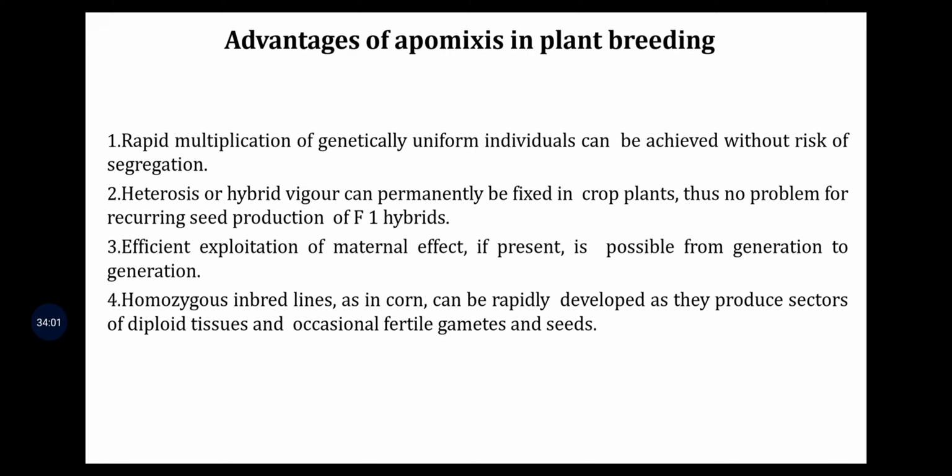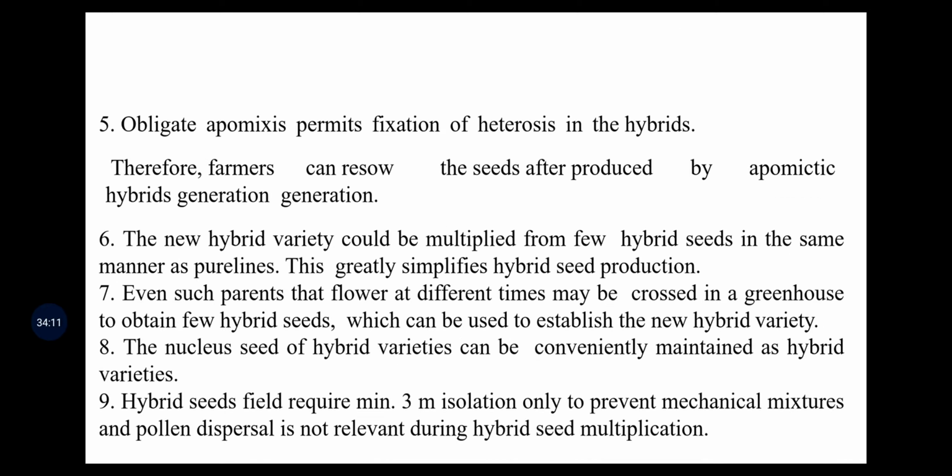Then homozygous inbred lines, as in corn, can be rapidly developed as they produce sectors of diploid tissue and occasional fertile gametes and seeds. The fifth advantage is that obligate apomixis permits fixation of heterosis in the hybrids, so the farmer can resow the seeds produced, and the apomictic hybrid they can maintain generation to generation.